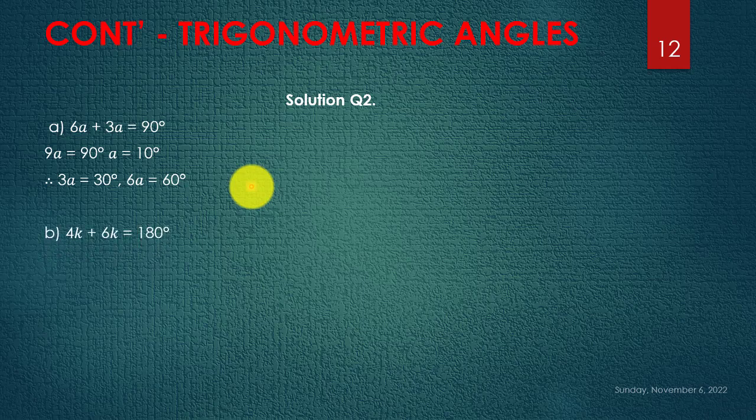About the question B. Question B also, we have supplement angles. We are saying that 4K plus 6K will give us 180. Why? Because they form supplement angles. So when we add 4K and 6K, we get 10K. So 10K equals 180 degrees. We divide both sides by 10 and we get K to be 18 degrees. Thus 4K gives us 72 degrees and 6K gives us 108 degrees.